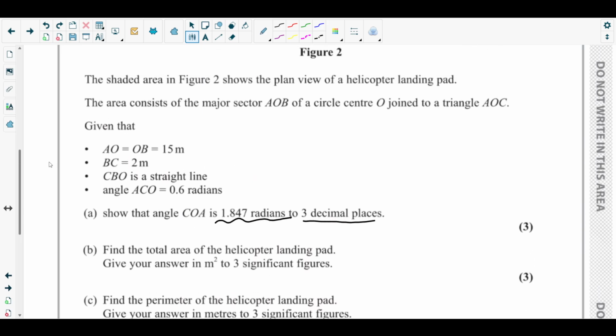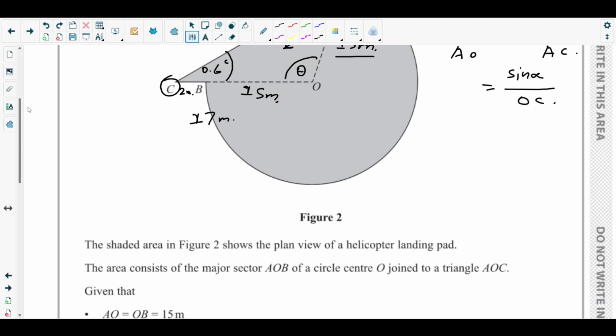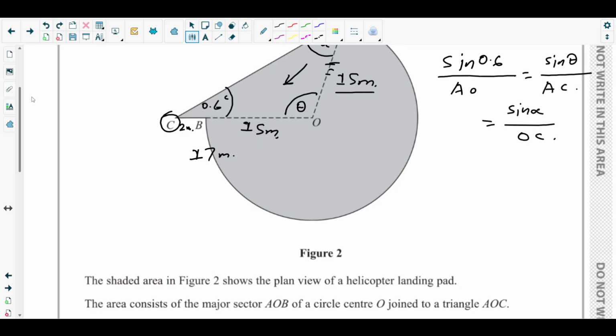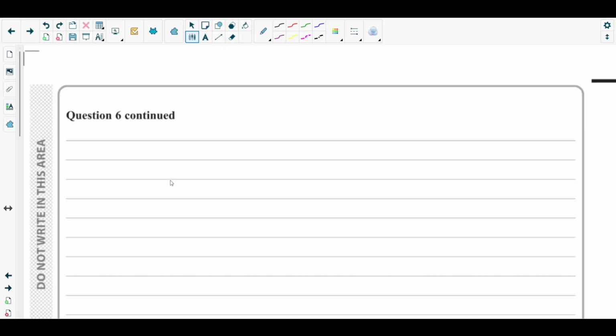Now the question is asking for the angle COA, that is the theta, and we know that the sum of the three angles of a triangle is 180 degrees, which is pi radians. So we will use that concept. Angle AOC plus angle ACO plus angle CAO equals pi radians.